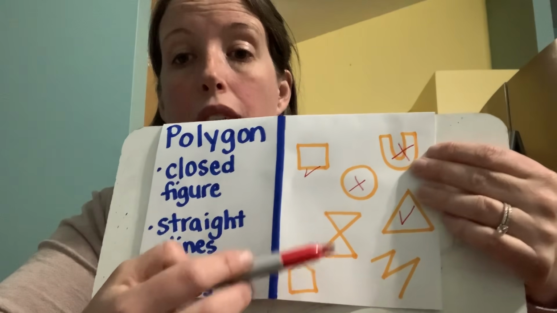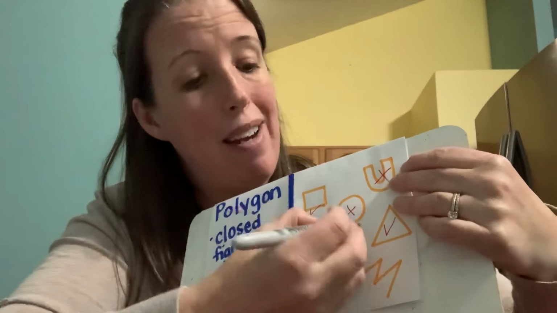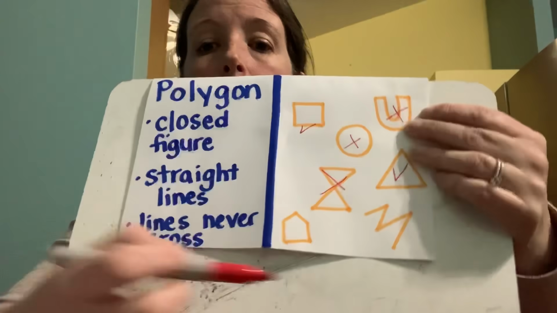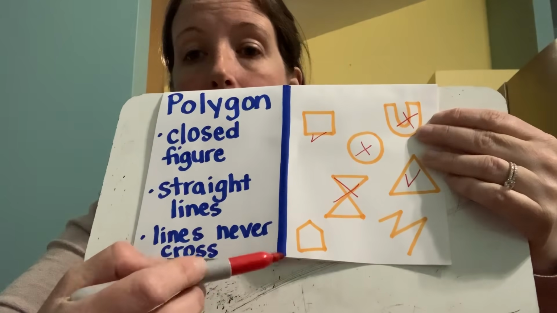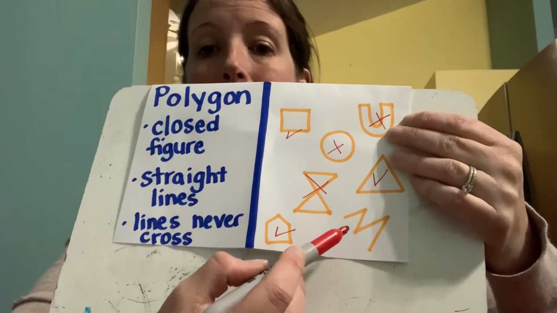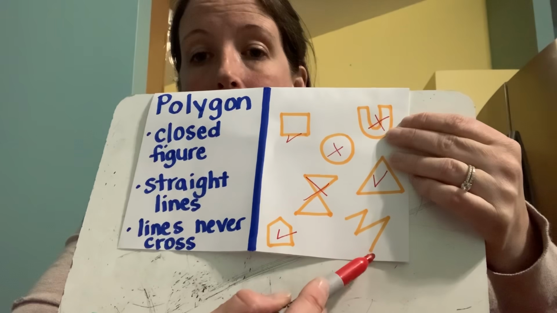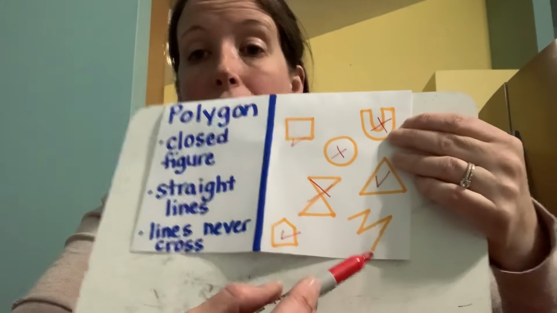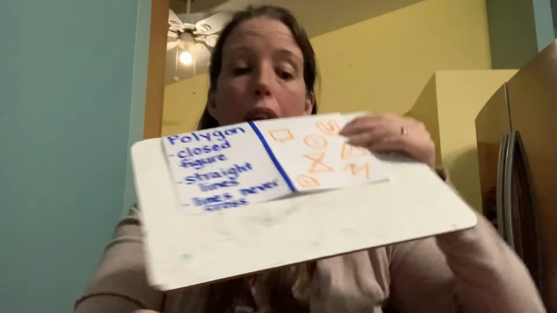Over here, I have a closed figure, no openings in my lines. All of my lines are straight. However, it breaks this rule. My lines cross right here, so we cannot call this a polygon. Down here, I have a closed figure, straight lines, and the lines never cross, so I have a polygon. And last, this is not a closed figure. This is an open figure because this point is not connected to this point. So right away I know it can't be a polygon, even though it follows the other rules.